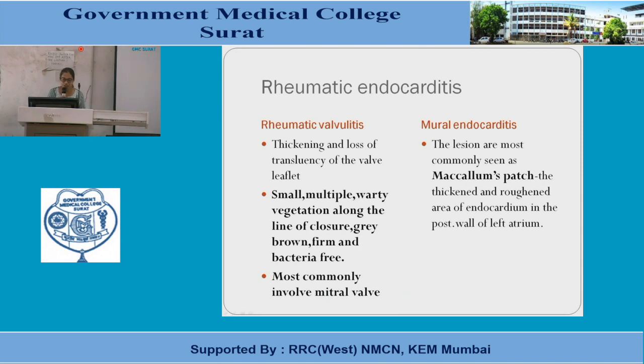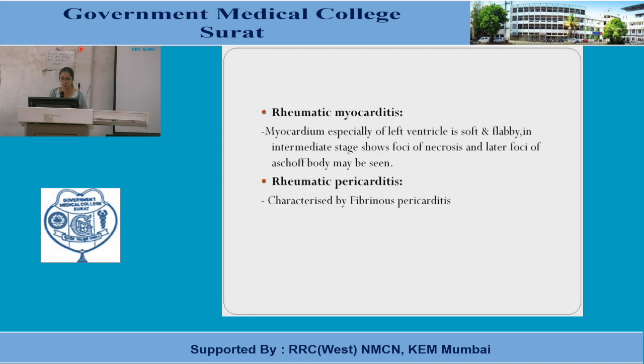Now what is mural endocarditis? Here there is a characteristic lesion called MacCallum's patch. Now what is it? It is a thickened and roughened area of the endocardium in the posterior wall of the left atrium. Rheumatic myocarditis: the myocardium, especially of the left ventricle, is soft and flabby in the intermediate stage. It will show small foci of necrosis and Aschoff body may be seen sometimes.